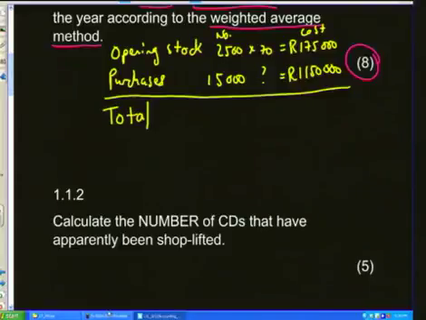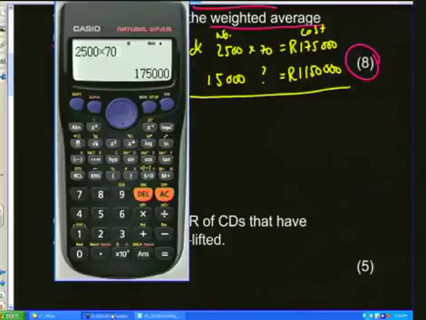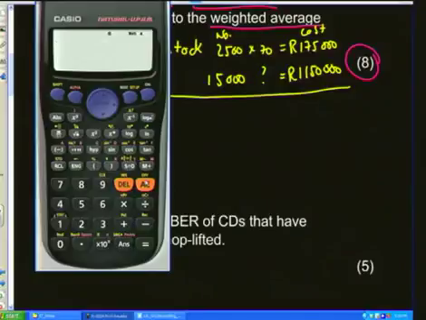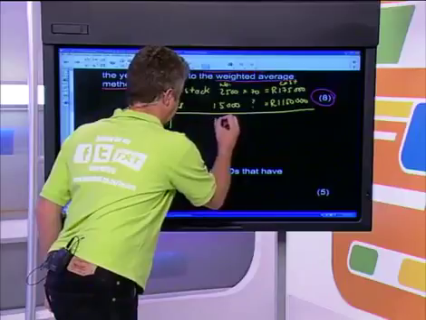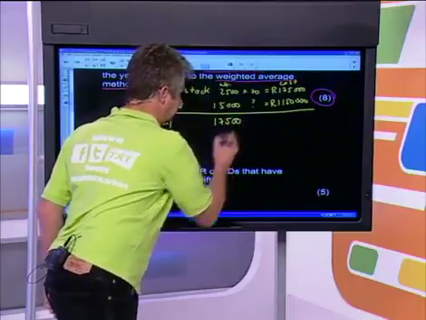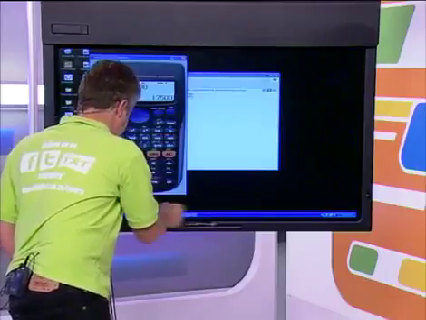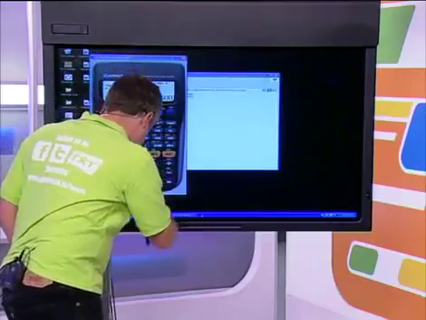So let's do it on the calculator. If I take my opening stock, there were over here 2,500 units. Let's type it in, 2,500. And then we purchased an extra 15,000. Let's add that, plus an extra 15,000. So that means that I had in total this year, I had 17,500 CDs for sale. 17,500 CDs for sale. And the total cost of those 17,500 CDs, I can calculate in the same way.